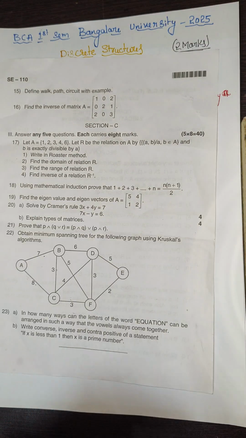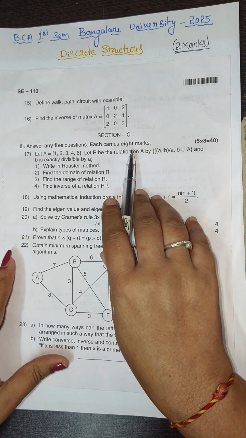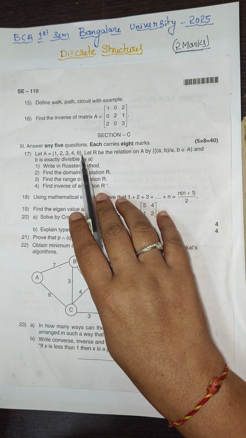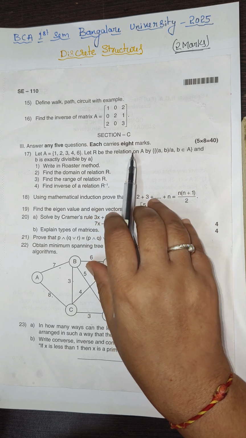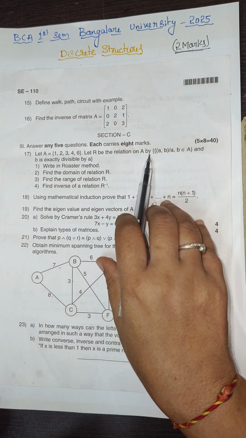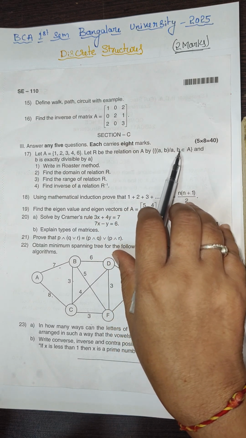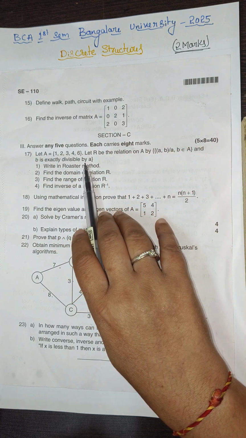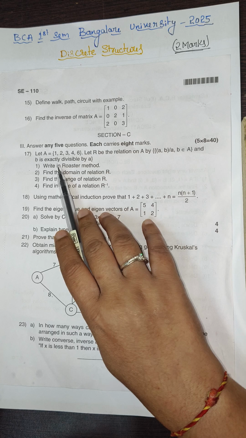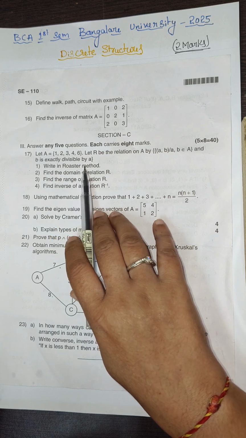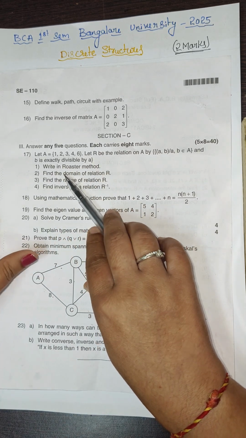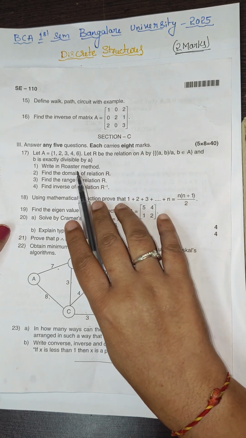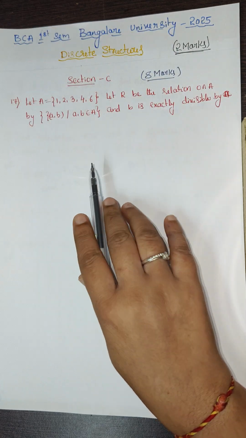And in this video we will solve the section C 8 marks questions. The first question is here: let A equals 1, 2, 3, 4, 6 and let R be the relation on A by (a, b) such that a and b belong to A and b is exactly divisible by a. The first part is to write it in roster method. It is in set builder form, and you need to write it in roster form.